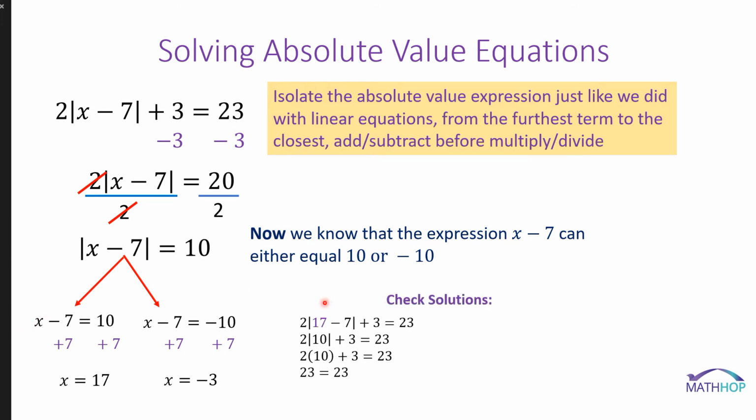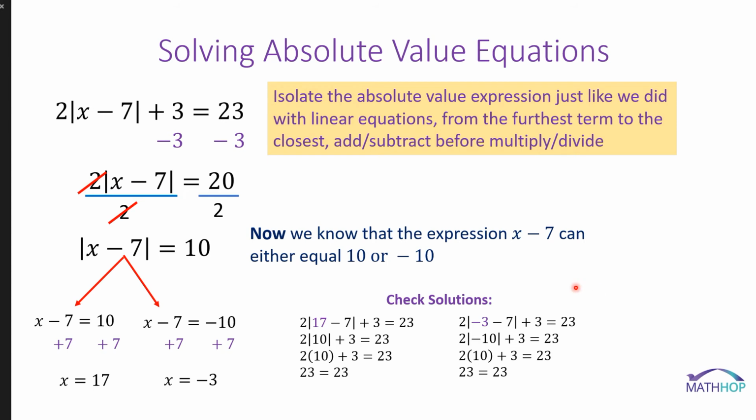All right, let's check our solutions. Pop them in there. If we have 2 times the absolute value of 17 minus 7, the absolute value of 17 minus 7 is the absolute value of 10. The absolute value of 10 is 10. 2 times 10 is 20, plus 3 is 23. 23 does in fact equal 23.